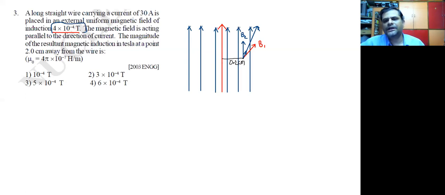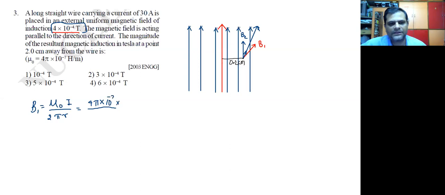Okay, so B1 and B2. B1 can be found out by using the formula for magnetic induction due to the straight current carrying conductor, which is given by the formula mu naught I upon 2 pi R, which we already studied in the last chapter, that is magnetic fields due to electric currents. So here the value of mu naught we already know, it is 4 pi into 10⁻⁷, and that is multiplied with current which is 30 ampere here, and that is to be divided by 2 pi into R, where R is going to be the distance of that point from the center of the element of the current.